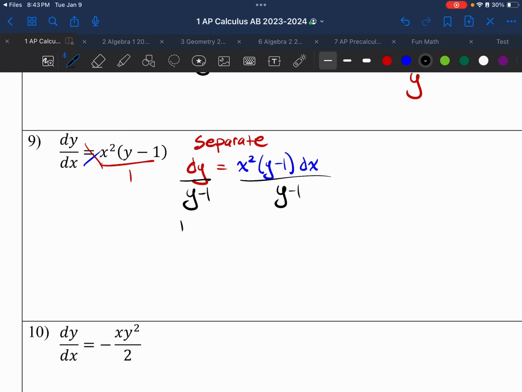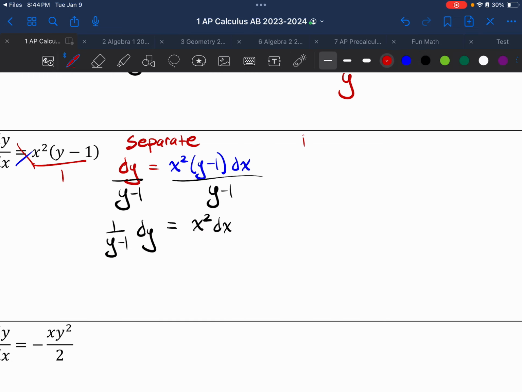On the left side, we have 1 over y minus 1, with the dy. And on the right side, we have an x squared dx. So you can check it out. Y's are on one side, x's are on the other. Now moving on to the integrate step. Integrate.